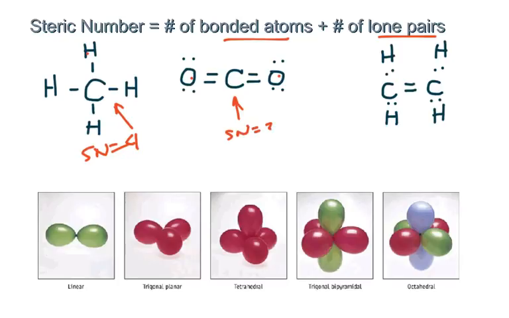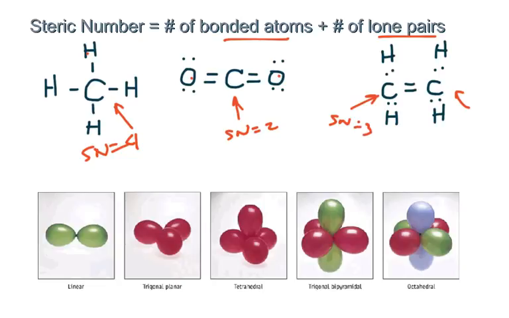So 2 bonded atoms, and there are no lone pairs on the carbon, so this one has a steric number of 2. For this carbon over here, we have to decide, well, what do we want to talk about? Well, we could talk about either one of these. The carbon has 1, 2, 3 bonded atoms, the hydrogen, and the carbon, and there are no lone pairs on the carbon, so this has a steric number of 3.